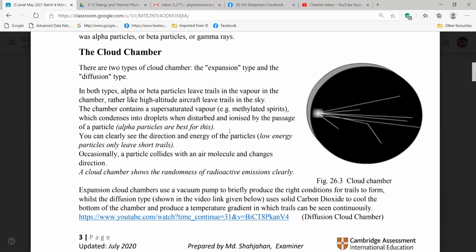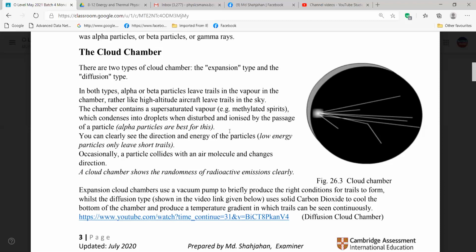Okay, now continue please. For example, methylated spirits, which condenses into droplets when disturbed and ionized by the passage of a particle. You can clearly see the direction and energy of the particle. Low energy particles only leave short trails. Occasionally, a particle collides with an air molecule and changes direction. A cloud chamber shows the randomness of radioactivity emission clearly.